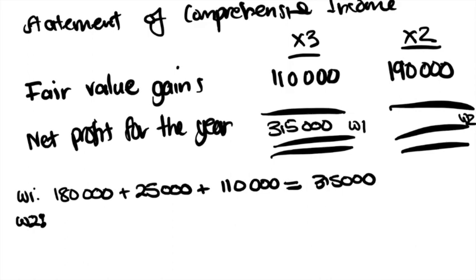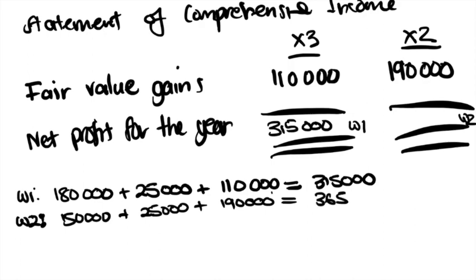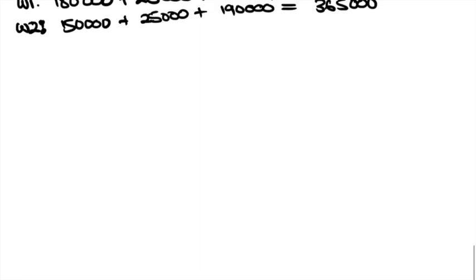And we're going to do the same thing for year two. So we're going to start off with a given profit of 150,000. Then we're going to add back our depreciation, and then we're going to add our fair value gain of 190,000. That gives us a profit of 365,000 over there. Okay, so let's just put that 365 over there.